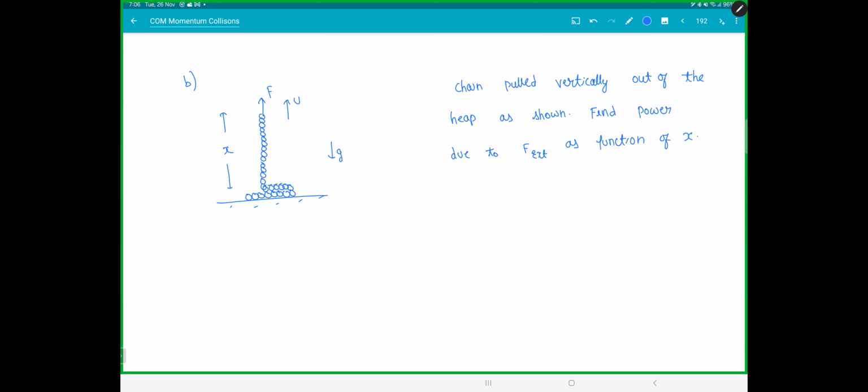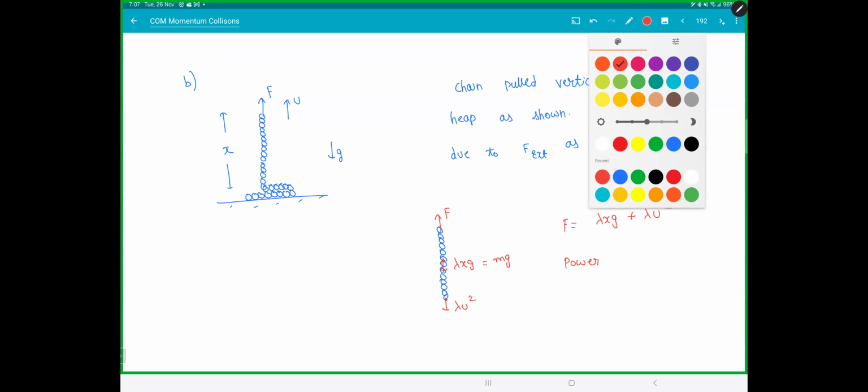Easy one. See, the idea was this. When you're pulling out the chain, two things are happening. Your force has to balance the weight of the chain, lambda xg. On top of it, since the chain is being pulled out, you have to apply a force of lambda u square also, isn't it? If you pull the chain out of the heap, the heap will pull you back with the same force, lambda u square. So you have to exert lambda u square to pull out the new chain, and lambda xg to balance the weight of the chain which is already hanging. So the total force will be lambda xg plus lambda u square.